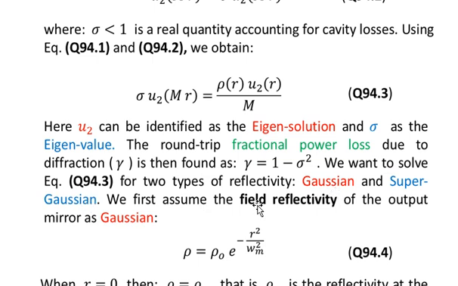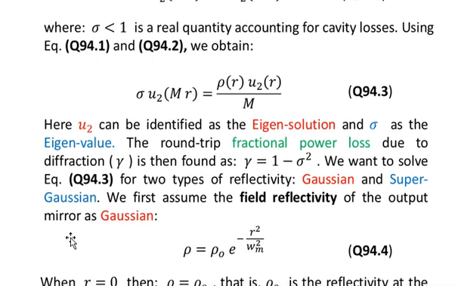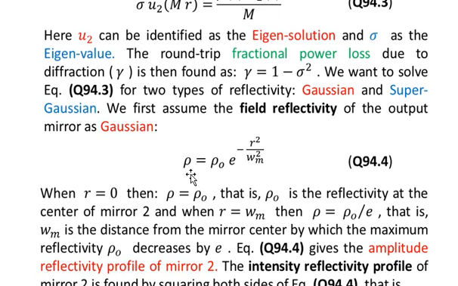We first assume the field reflectivity of the output mirror as Gaussian. Then we can write rho of R, or simply rho, is equal to rho naught into e to the power minus R square over Wm square. If you want to write it in full detail, the left hand side is rho of R is equal to rho naught multiplied by the function which is of Gaussian shape, that is e to the power minus r square over wm square.